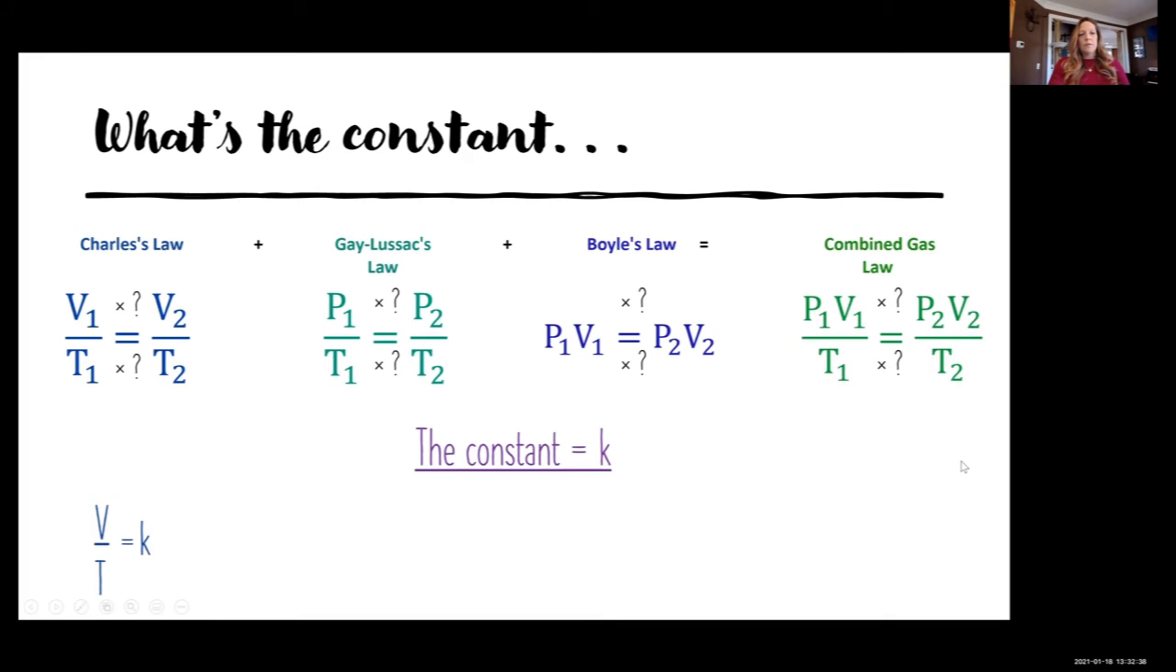So V divided by T is going to give you K. And P divided by T is going to give you K. In this case, P times V is going to give you K. And then over here, PV divided by T is going to give you K. So sometimes you'll see this variation of Charles' law, this variation of Gay-Lussac's law, this variation of Boyle's law, and this variation of the combined gas law. It's all the same.